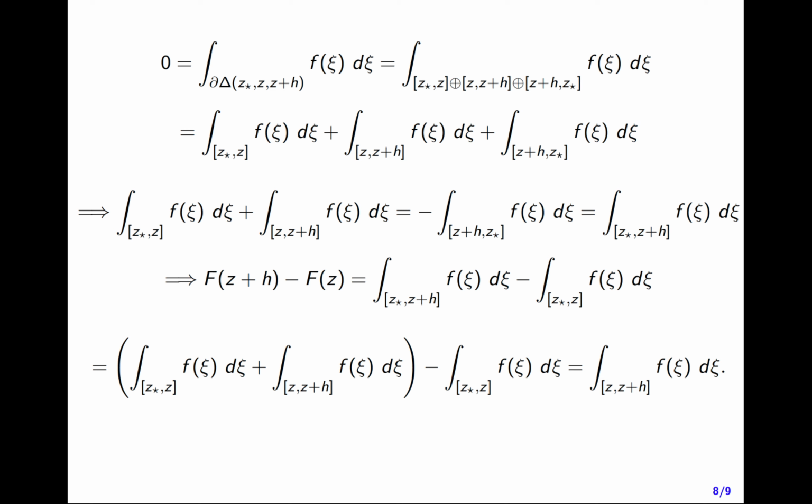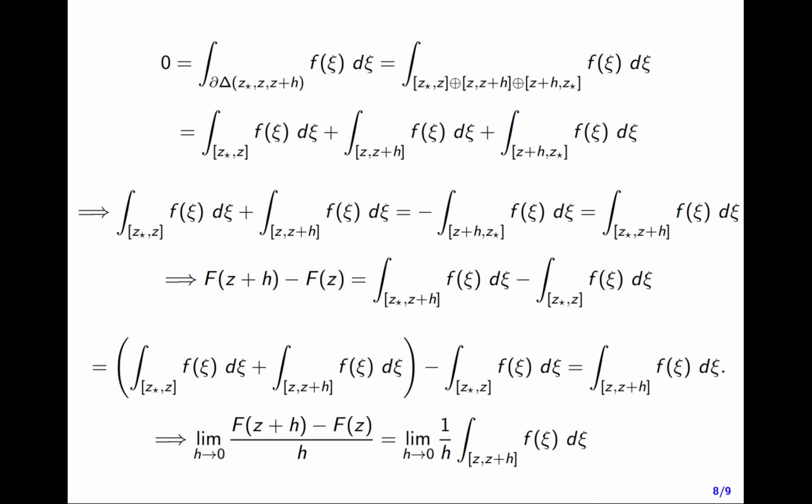Okay, why does that do me any good? Because all of this is telling me now that the limit as h goes to 0 of f of z plus h minus f of z divided by h is really the limit as h goes to 0 of 1 over h times the integral from z to z plus h of f. And that is a very special limit that we stated earlier. We know that's equal to f of z. So the limit of the difference quotient of big F is equal to f of z, and that tells us everything we wanted to know, that big F prime of z is equal to little f of z.